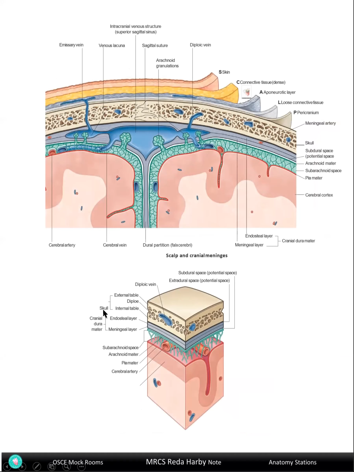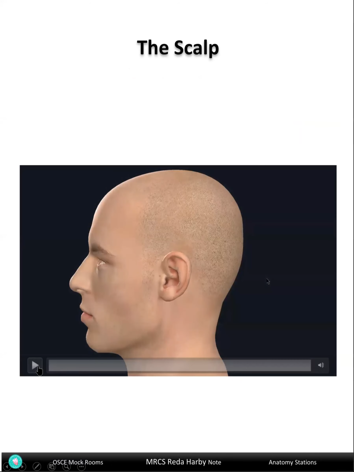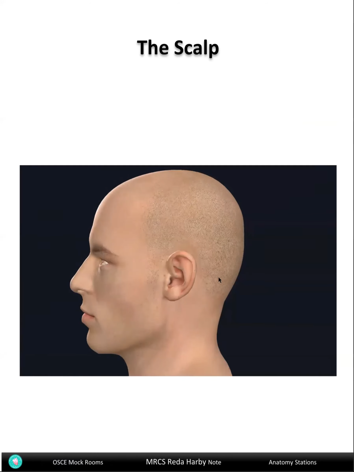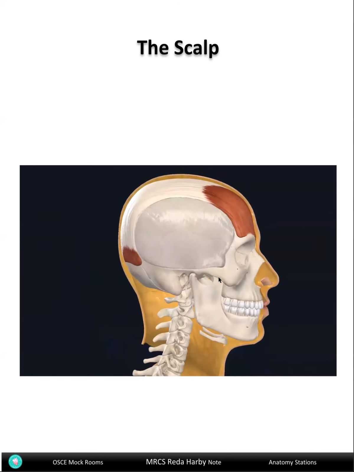Regarding the scalp, the scalp is very, very important, because it is a type of layers that protect the skull from the outside of your body. Anyone ready to have the skull? Yes. Okay, the scalp.